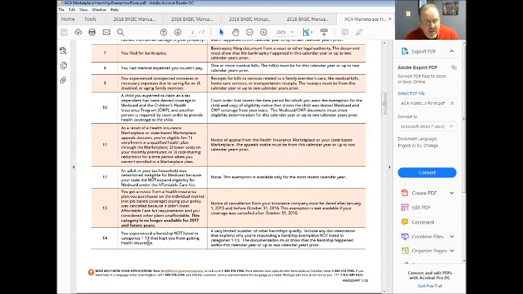And then my favorite is number 14. It says you experienced a hardship not listed in categories 1 through 13 that kept you from getting health insurance. So basically, 1 through 13 don't apply to you. 14 gives you the opportunity to make your own up, okay, so that you can try to get that exemption. Personally, I've probably done 2 or 3 dozen of these for clients, and I've never had one come back, okay?